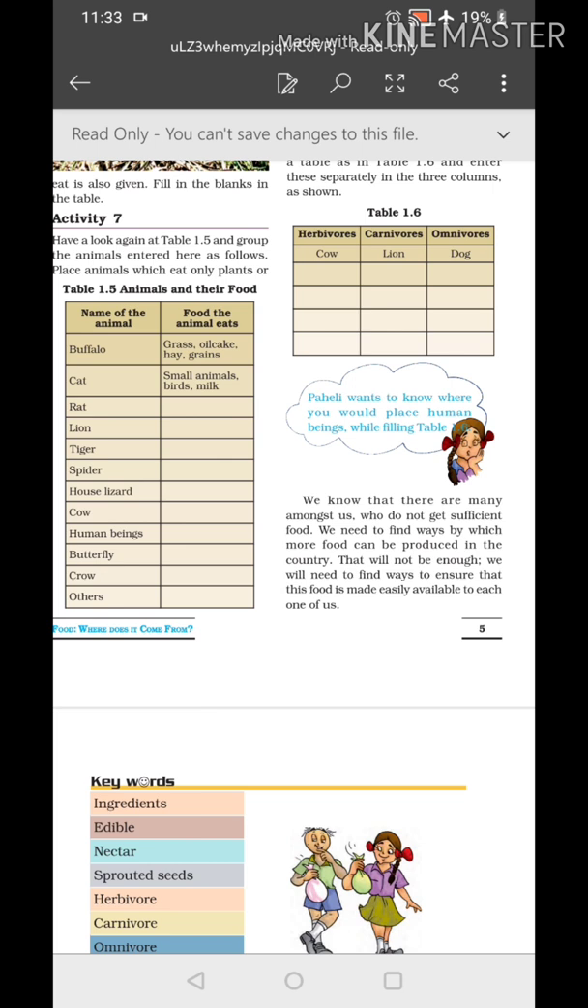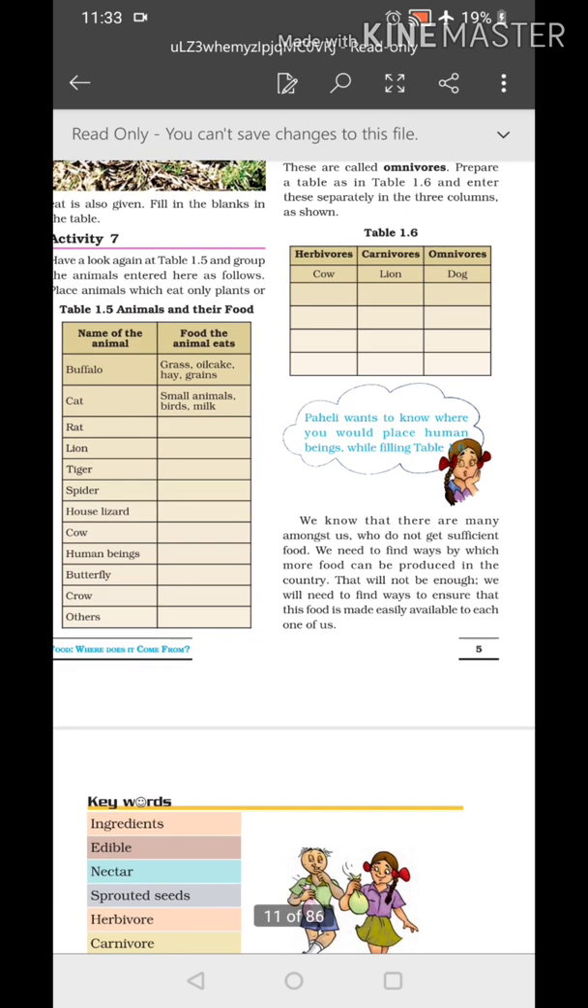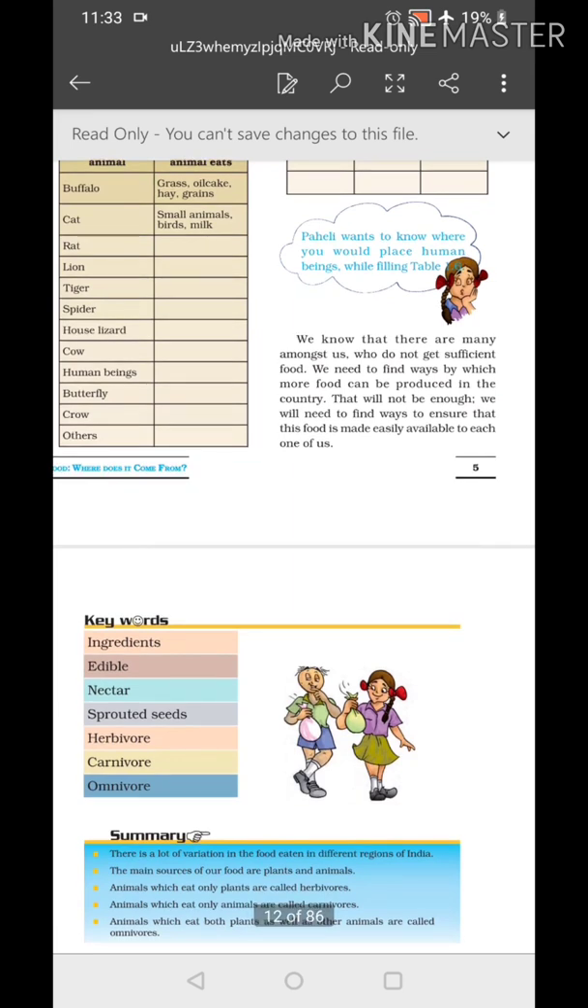Variety of food, different kinds of food being eaten in different regions is called variety of food. Ingredients, any substances combined to make a particular dish are called ingredients. Then we did sources of food, which is plants and animals. What type of food we get from plants and animals.